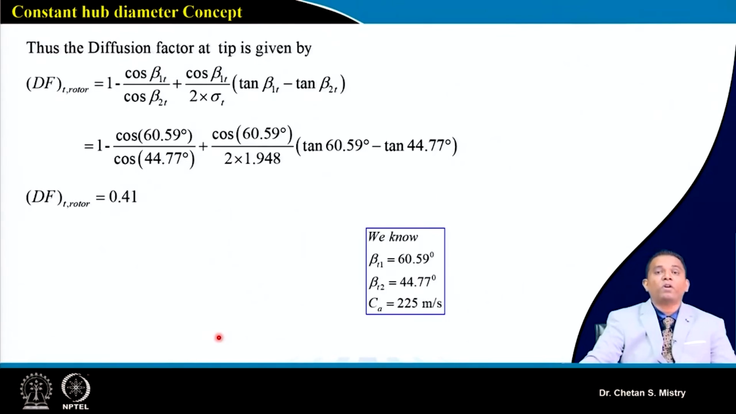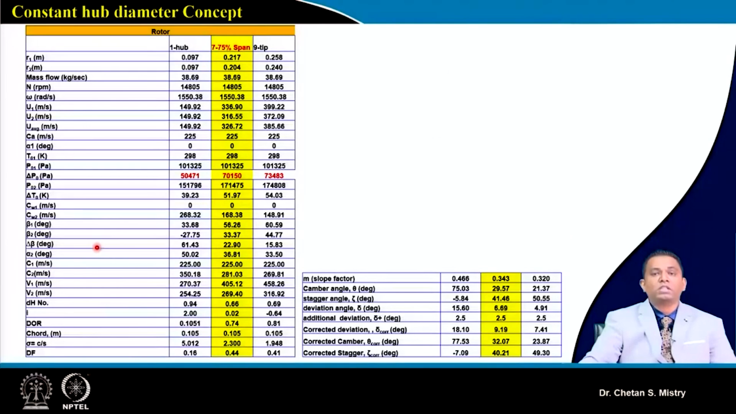Now once we have our solidity, we know what our blade angles beta 1 and beta 2 are. We can do our calculation for diffusion factor at the tip, and that's coming to 0.41. Now these are the tables. This indicates the parameters at the hub station. In line with that, this indicates the parameters at our tip station. These are the assumed values we are discussing at this moment.